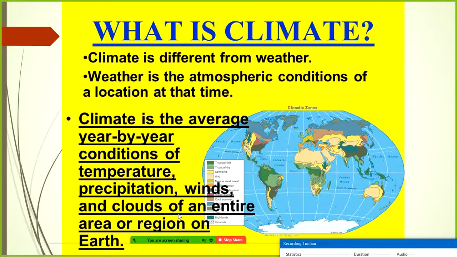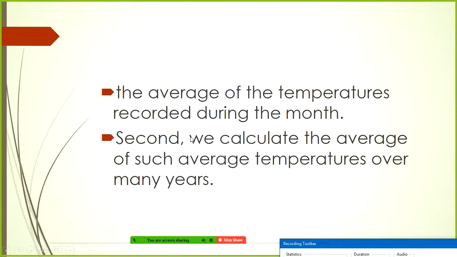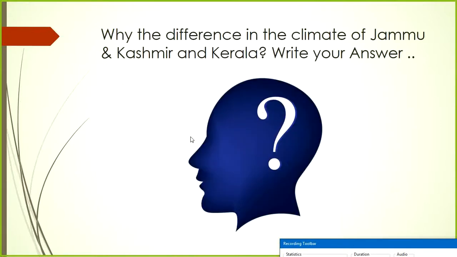Weather is the atmospheric condition of a location at a given time, and climate is the year-by-year average of the temperature, precipitation, winds, and clouds over the entire area of a region or the earth, students. So you got the difference. We take the average of the temperature recorded during the month, and second, we calculate the average of such average temperatures over many years. Then we are able to find out the climate.